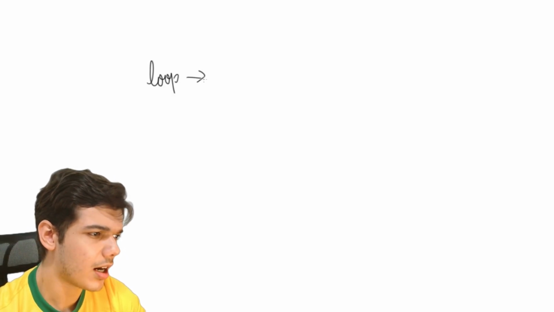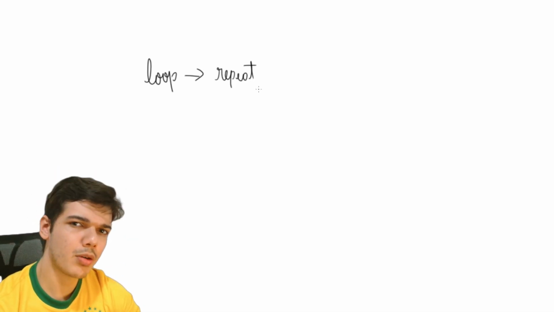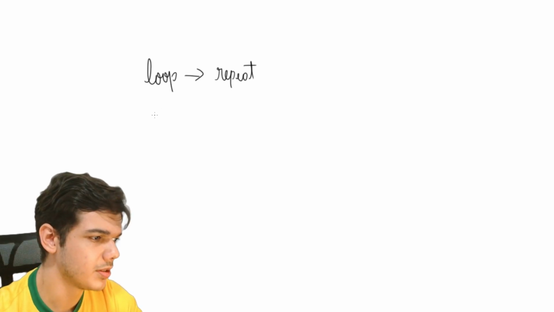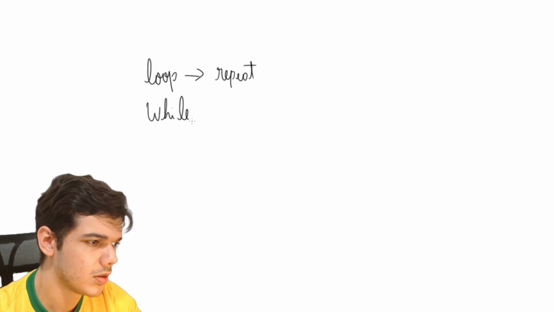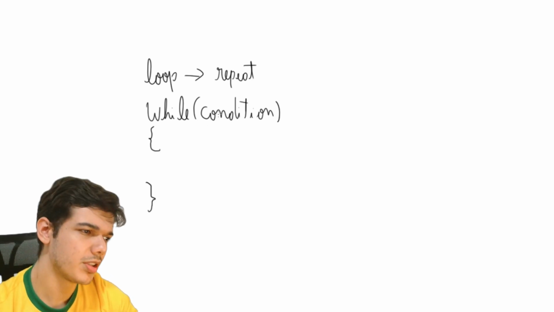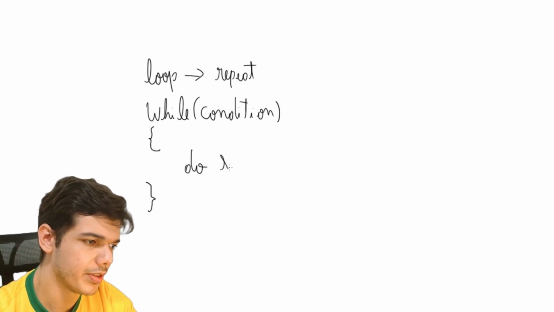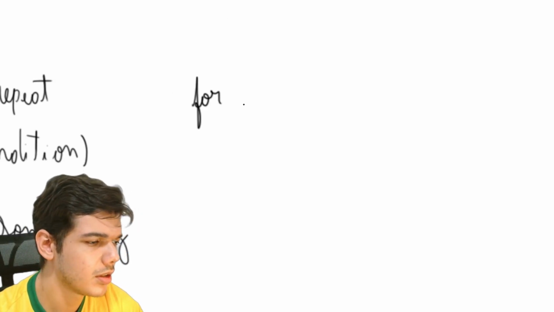And what are the loops? They are codes that repeat. And for now, we will see two different kinds that are the while condition. While this condition is true, we do something. And we also have the for structure that have three statements.